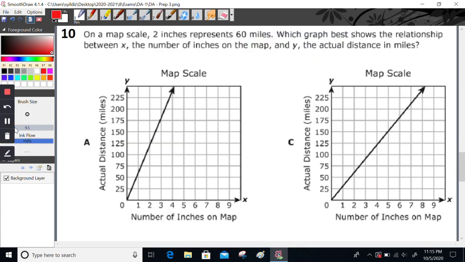Okay, so let's look at the next example. I'm trying to make it smaller. Okay, so anyway.